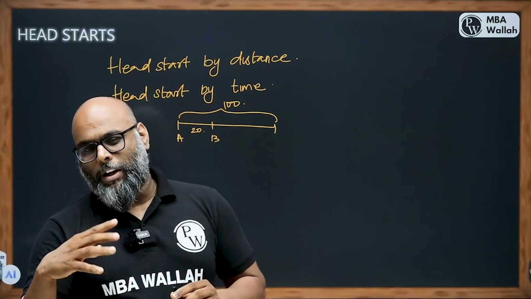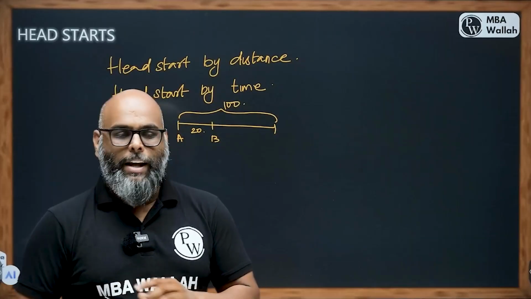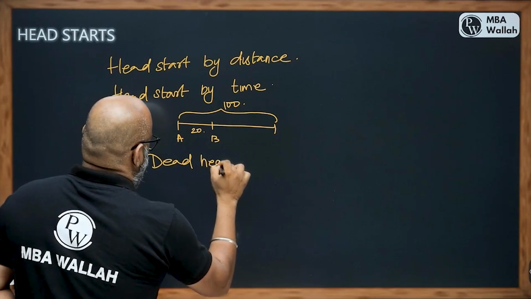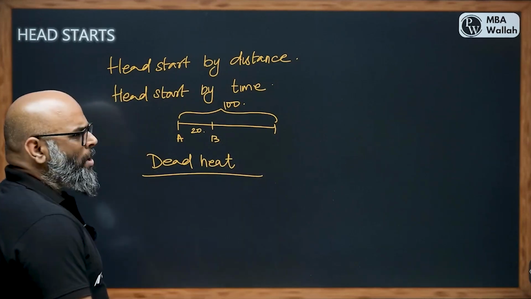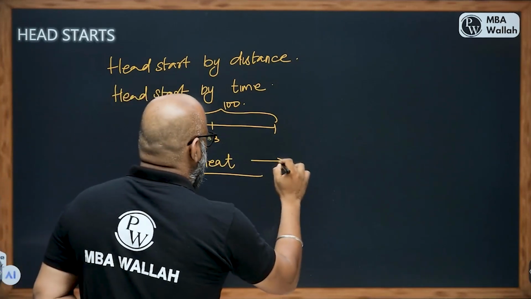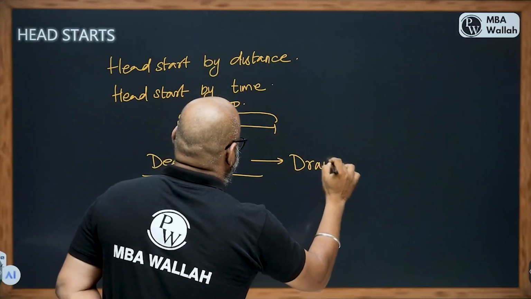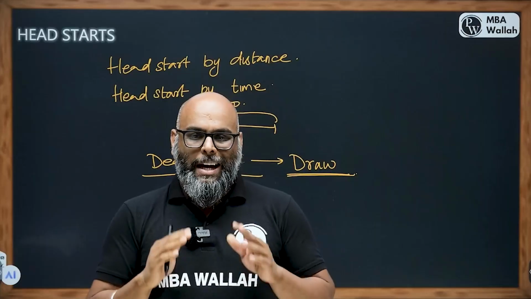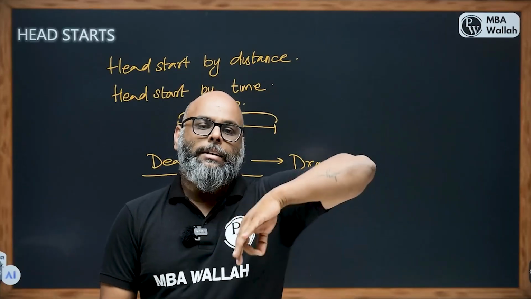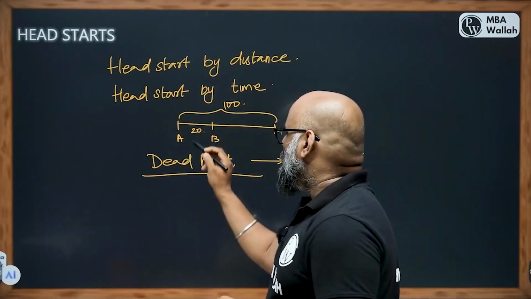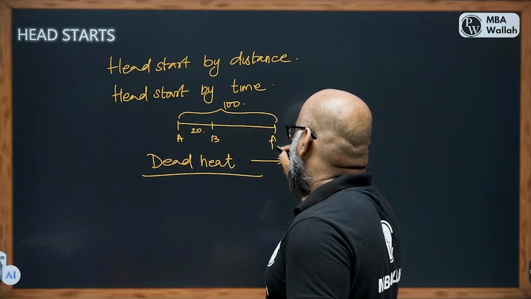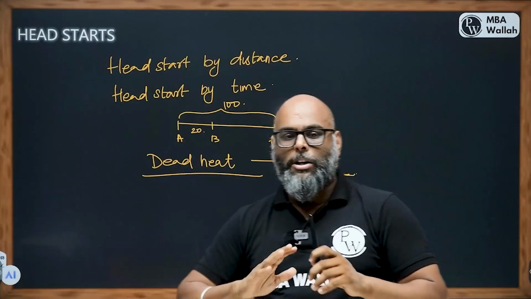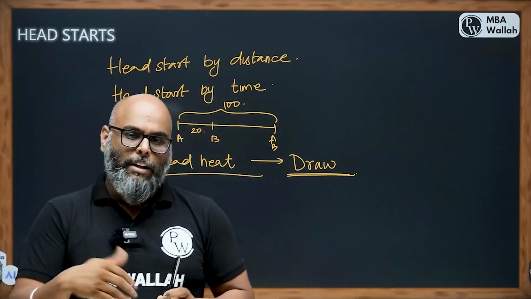Now there's one word that you might frequently see in races questions, that's called a dead heat. What is a dead heat? It simply means a draw, which means that both the people reach the finishing point at the same time. When A is here, B is also here at the same time. That's called a dead heat. It's a draw. No one finished ahead of the other person.